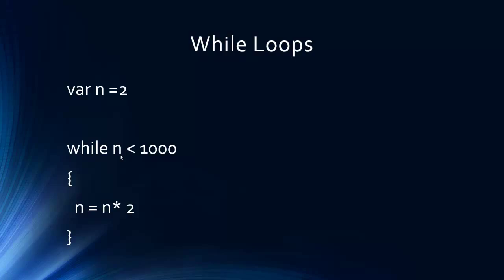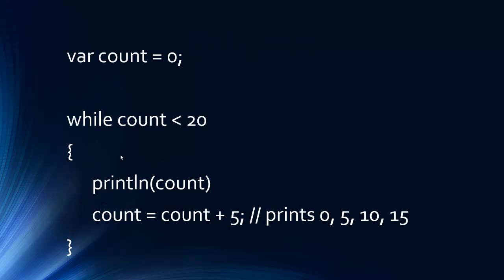So while loops are pretty common. The two biggest ones you'll use are for in and while. Here's another example of a while loop. We set count equals 0, while count is less than 20, do this. This says print out the number, so it starts with 0, so it would print out 0. And then count equals count plus 5. So this would print 0, 5, 10, and 15.